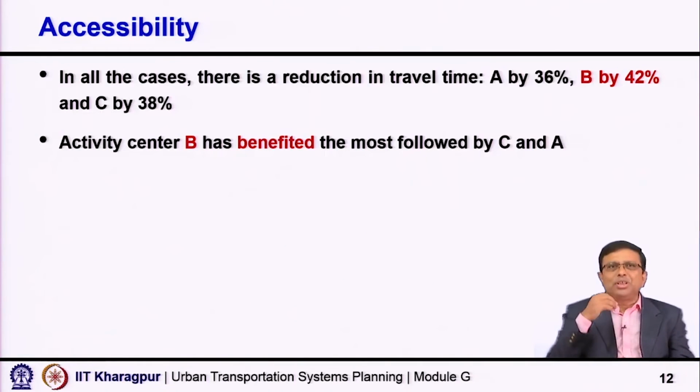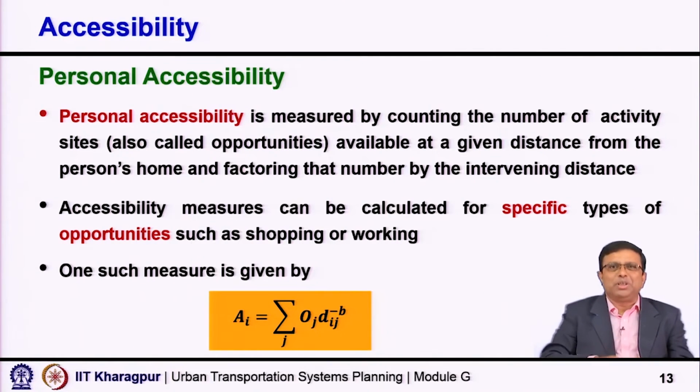Now, as you see there, in all cases there is a reduction in travel time, A by 36%, B by 42% and C by 38%. Now, activity center B has benefited the most because that benefit is 42%, followed by C which is 38% and then A which is 36%. This is a very simple way of looking at the things, looking at the accessibility.